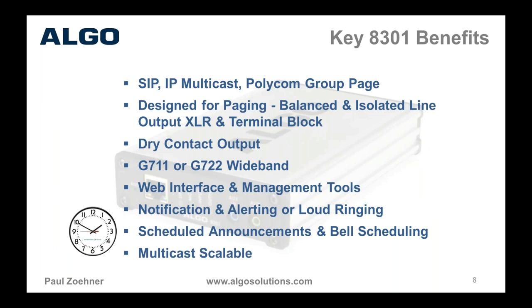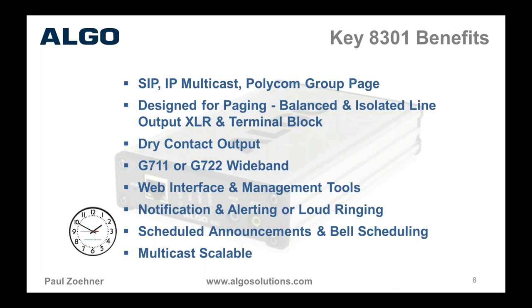Some of the key features for the 8301 is it supports SIP, it supports IP Multicast, Polycom group page, among others. When we say SIP, it can actually be registered with up to 50 SIP extensions, and if we had time, I could explain why that is and how that's used for zoning. This device was designed specifically for paging, so you have a balanced and isolated line output with XLR and terminal block connectors for twisted pair. You also have line level compensation, automatic gain, so you get very consistent audio levels out, which aren't dependent on which type of phone is sending the transmission or who is using that phone. You get a dry contact output, which is required by some amplifiers to mute music or to activate, instead of using Vox, which sometimes has a delay.